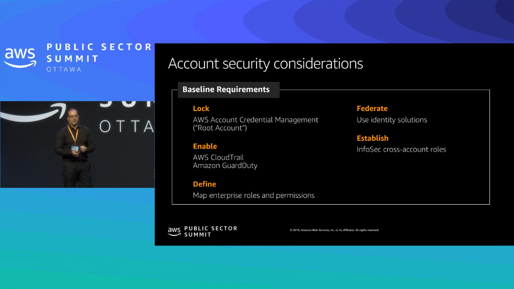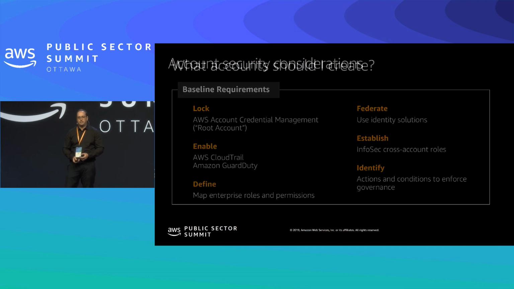How can you establish a way for a security team to do some automation or access another account that gets created? And of course, identity actions and conditions to enforce the governance. So this is beginning the story on the rules and governance rules that you want to apply. For example, you may want to ensure that all your S3 buckets are encrypted.